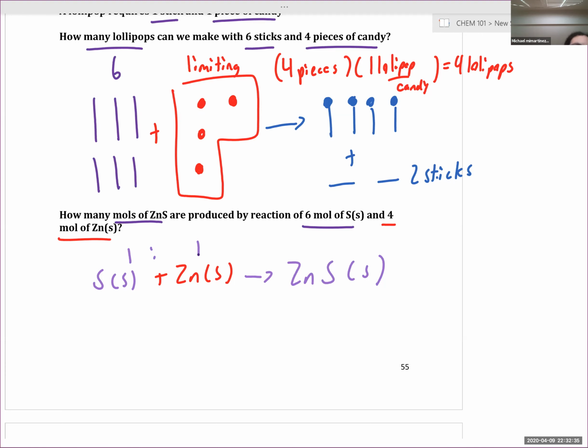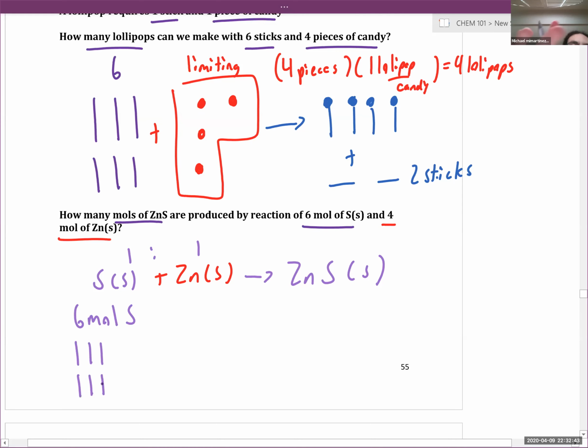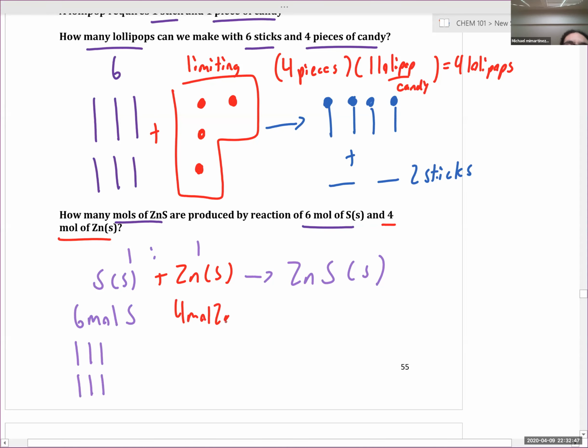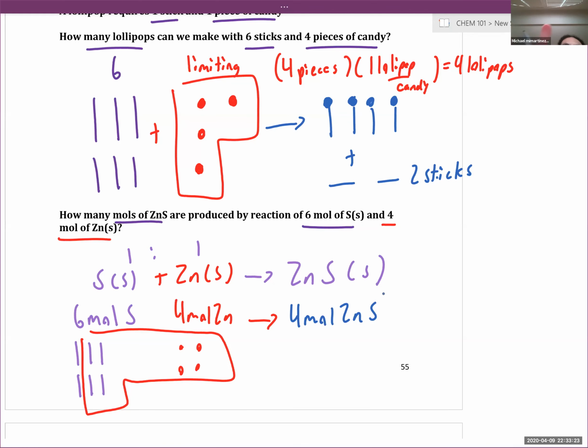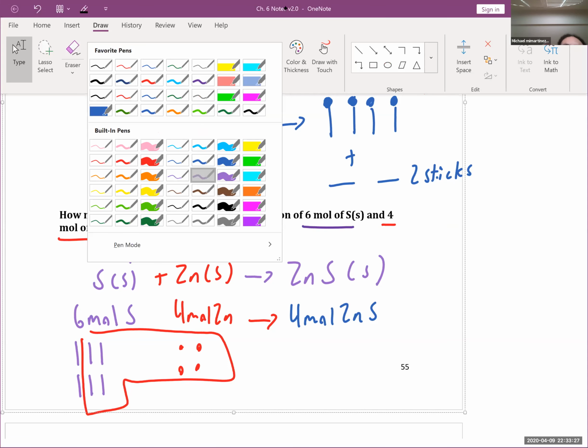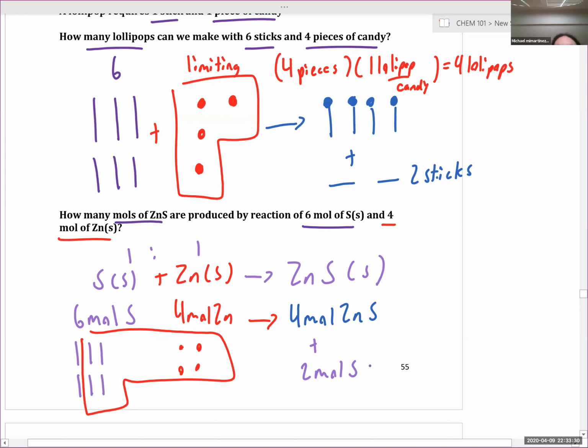Yes. So then if we start off with 6 moles of sulfur, and we have 4 moles of zinc, 1, 2, 3, 4. My question to all of you is, how many moles of zinc sulfide can we make if our stoichiometry is 1-to-1? To make zinc sulfide, we need 1 mole of zinc and 1 mole of sulfur. So as we can see, we can make a total of 4 moles of zinc sulfide, and left over, just like our lollipop and stick example, we also have 2 moles of sulfur excess.